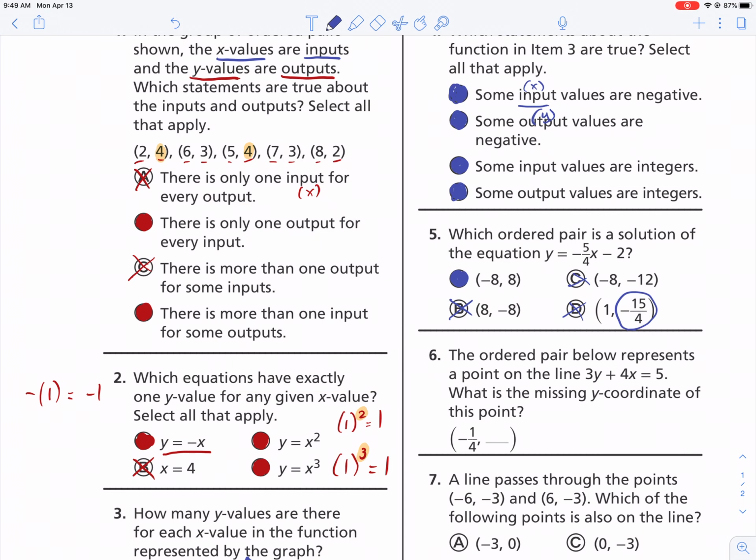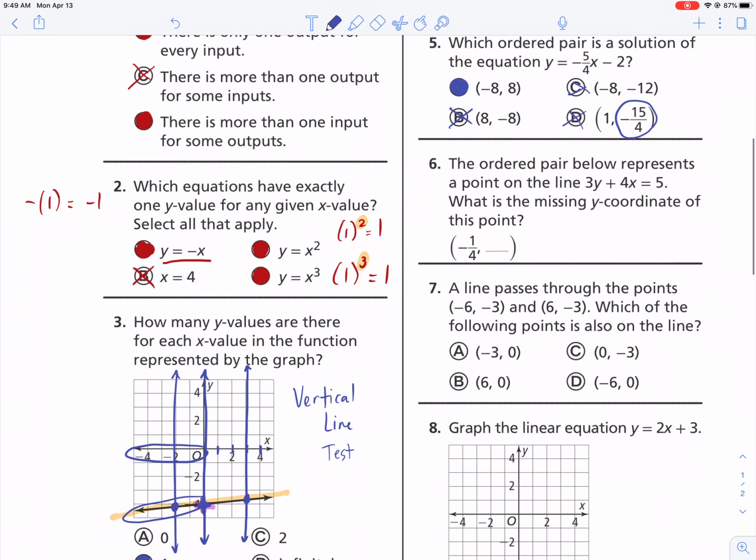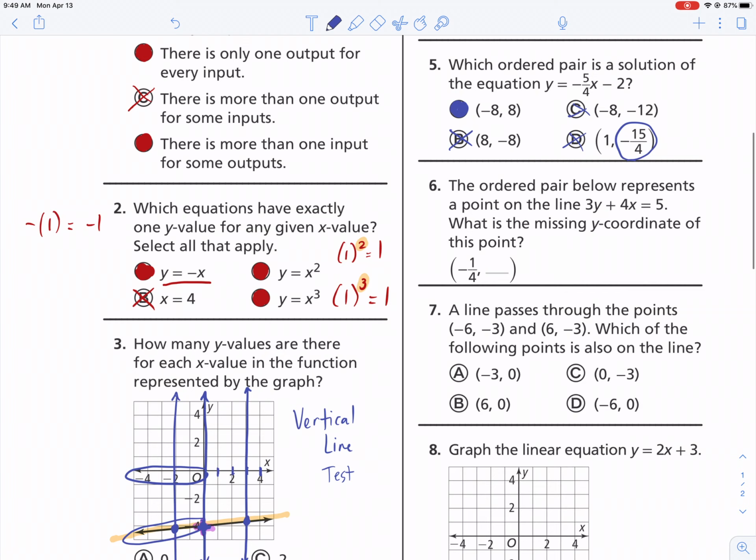All right, moving on to number 6. This one, we have to determine what our y value is. They give us a line, or equation of a line, and they tell us what the x coordinate is, but we have to figure out what the missing y coordinate is. Just like what we did in number 5, we know that x is -1/4. We just need to plug it in and figure out our y.